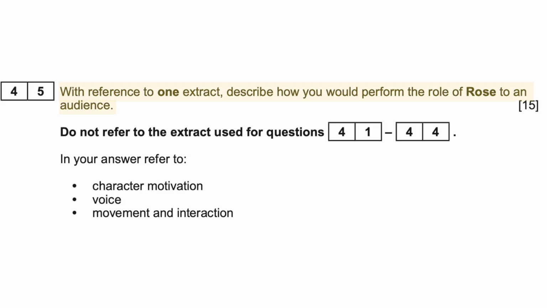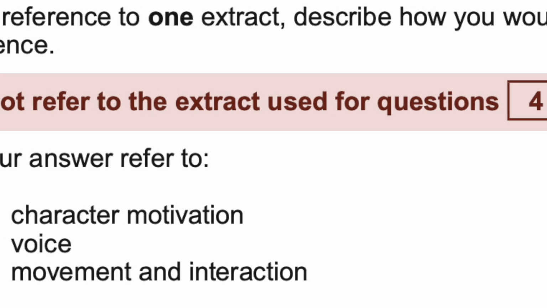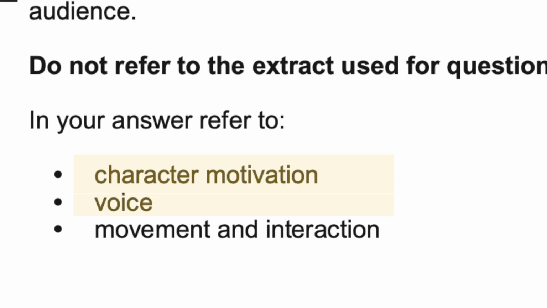Describe how you would perform the role of Rose to an audience. Now just a quick caveat as well, it also says do not refer to the extract in the previous questions, so just be aware of the extract it's asking you to reference. But here it's our own choice, and it's given us 4 bullet points to look at: character motivation, voice, movement and interaction. Now there are other versions of this question because it is going to cover physical skills and vocal skills. Sometimes it's a combination of both, sometimes it might be focused on one.